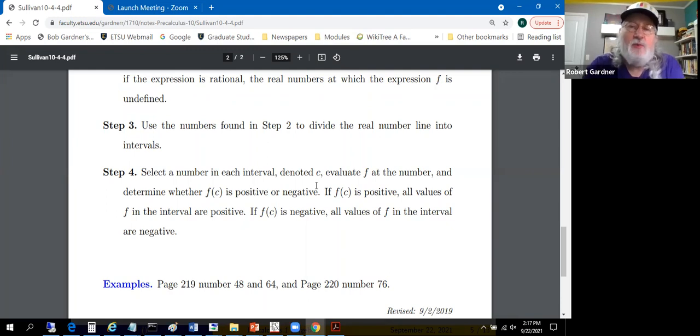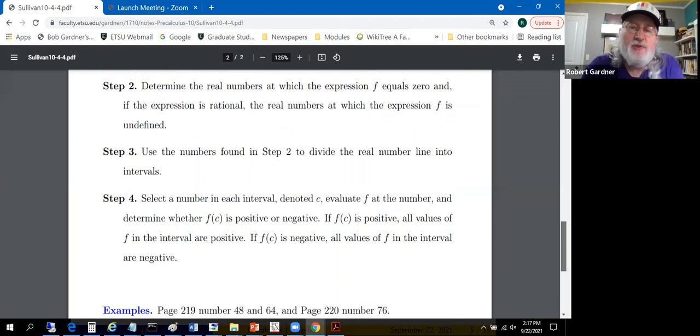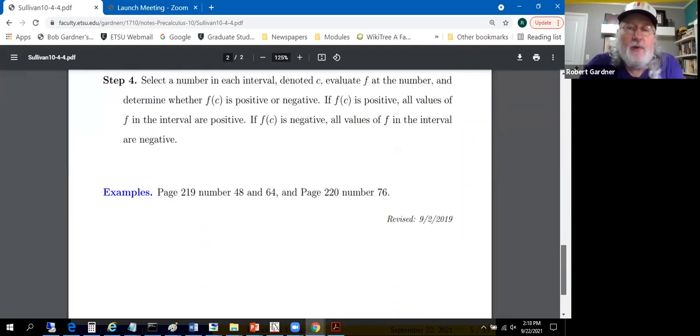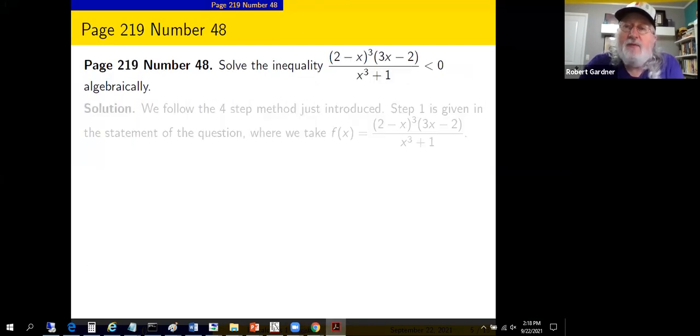So the only difference in rational inequalities and polynomial inequalities is this stuff about where the function f is undefined, where you get division by 0. Those become important points as well. They're not even an issue if we had a polynomial function. So let's illustrate those ideas with a few examples.